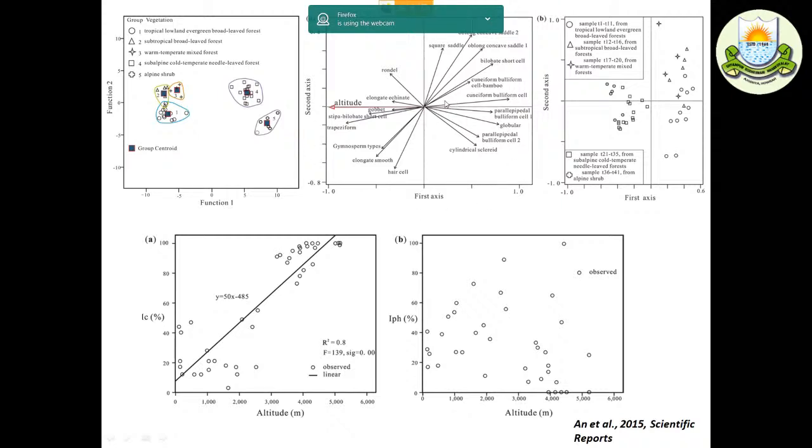They also assessed which of the IC index or the IPH index works in the Tibetan Plateau. They found that IPH is not the appropriate index for the Tibetan Plateau, and does not work properly. But in the case of IC, they found a very strong linear relationship, and the coefficient of determination was 0.88. So that means 80%.